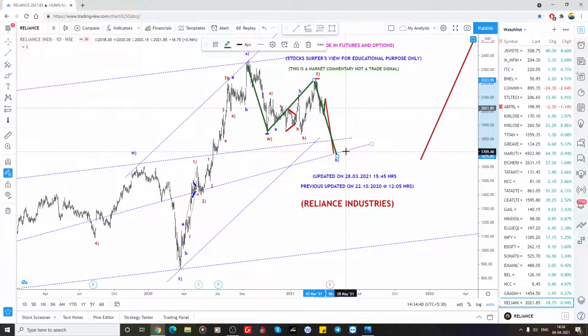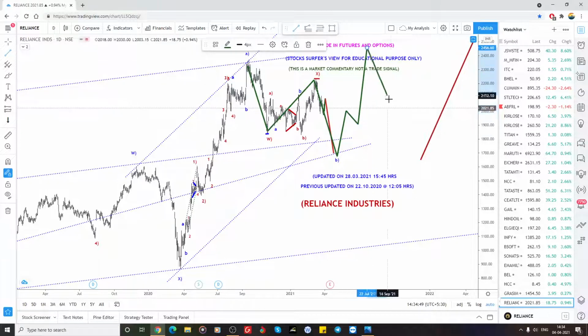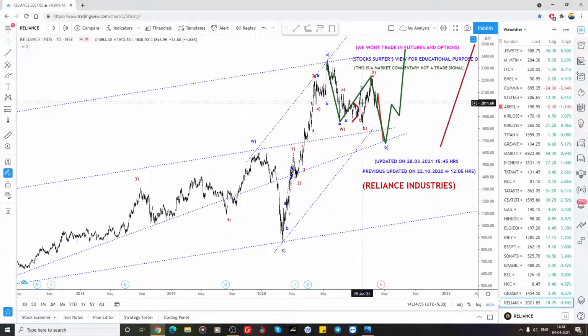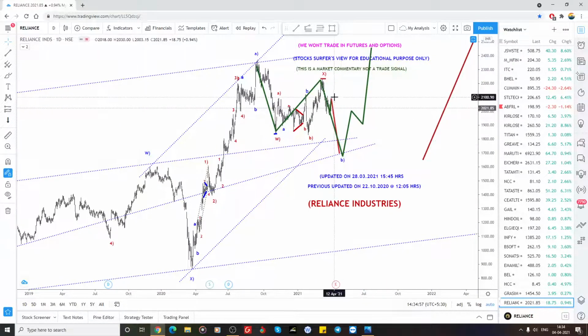It's got completed. Otherwise it can do one more three-wave structure to a triangle, or it could be an irregular flat, as a running or expanded. So anything is possible, but we are still in the correction as of now. If it completed like this, that is getting ready, and from here it can shoot. Otherwise, if it is complex, again what I said, it could be an irregular flat or a regular flat, or it could be a triangle.